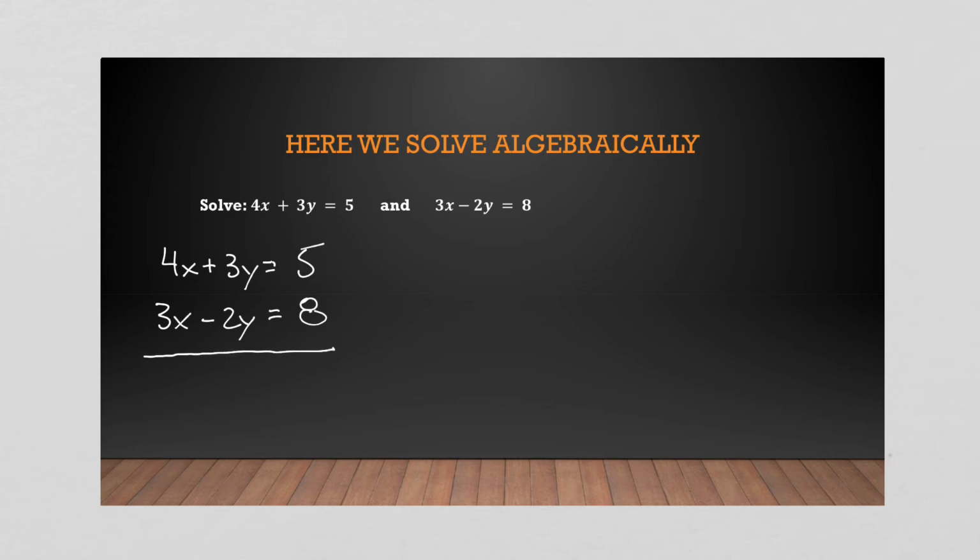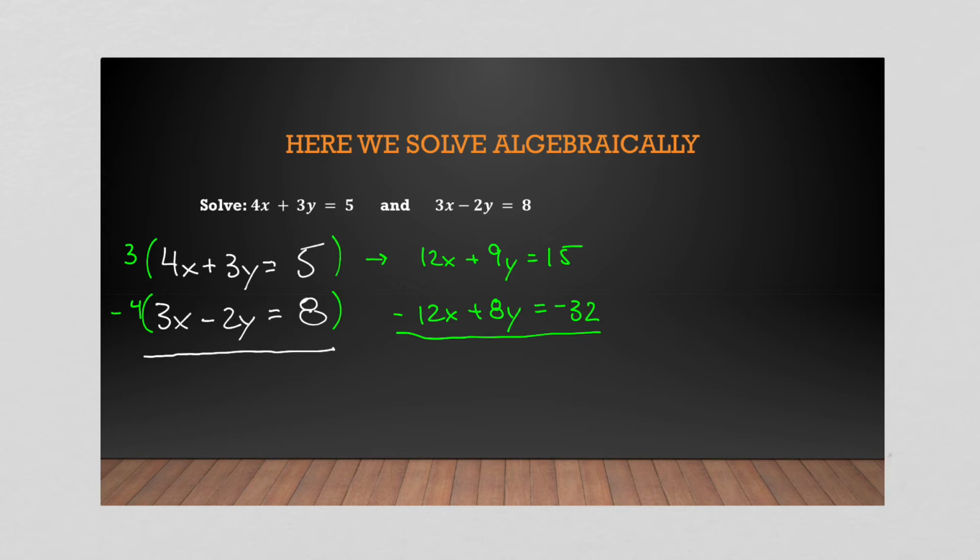I'm going to get rid of my x's and just look at the two coefficients. Here you have a 4, and here you have a 3. So if you multiply them by each other, they will become 12, but we need one of them to be negative. So I'm going to multiply this entire equation by 3, and this entire equation by negative 4. So what I end up with is 12x plus 9y equals 15, and then negative 12x plus 8y equals negative 32. So watch your signs, and now I'm going to add them together.